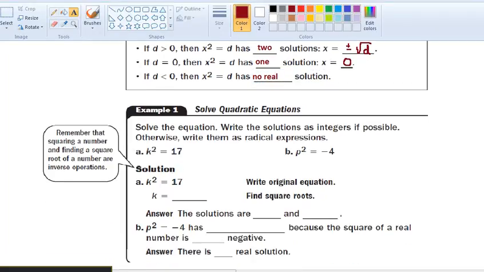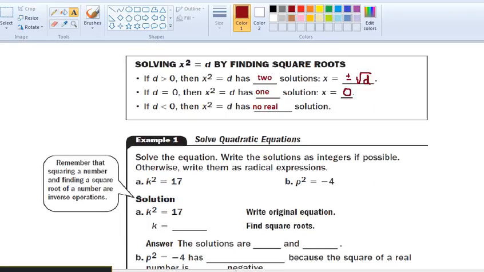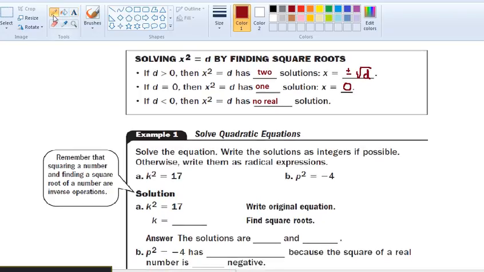Now down to example 1. No real solution when d is less than 0. Really what this is saying is we're never going to be doing the square root of negative 16, because nothing's going to work there that we know of right now.